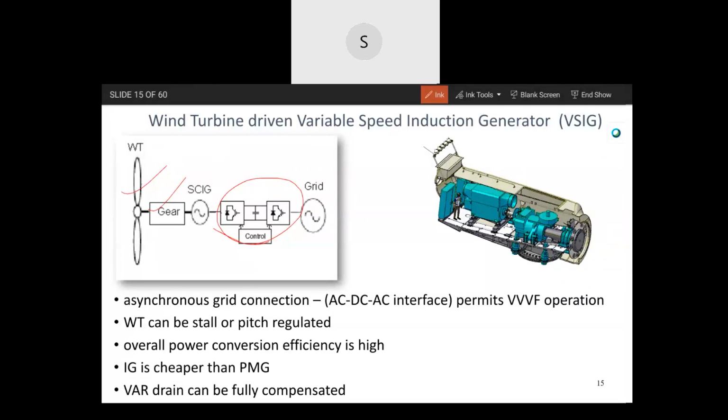But later that company became bankrupt and discontinued. A lot of research happened and unfortunately industry didn't adopt it. So in the market today, VSIG is not there, but otherwise it gave a challenge. Gear is added, but the cost of the generator is much reduced. The cost of a permanent magnet generator is very huge.